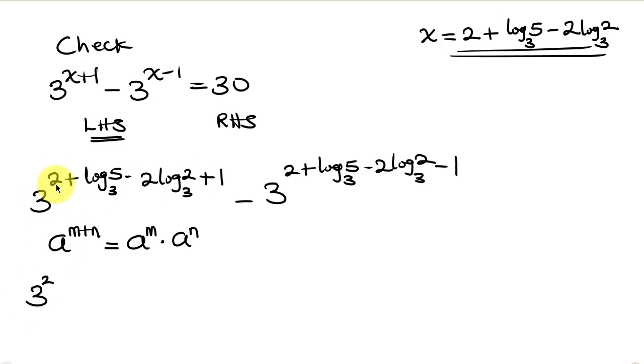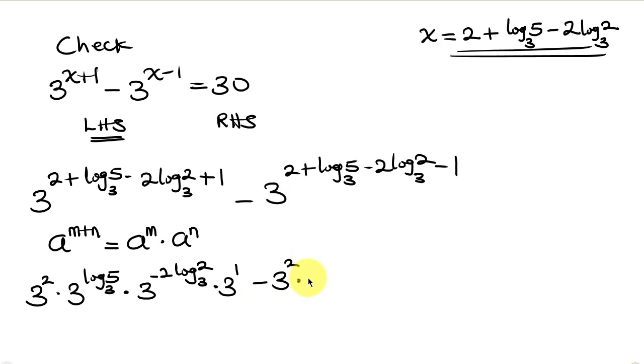So we have 3 to the 2 times 3 to the log base 5 base 3, then times 3 to the, this is negative 2, so I'm going to be putting negative 2 here, so negative 2 log 2 base 3, and then times 3 to the 1, minus, this will be 3 squared, so 3 squared times 3 to the log 5 base 3 times 3 to the, this is negative 2 log 2 base 3, so we'll write negative 2 log 2 base 3, and then times 3 to the, this is negative 1, so we put negative 1 there. That is it.